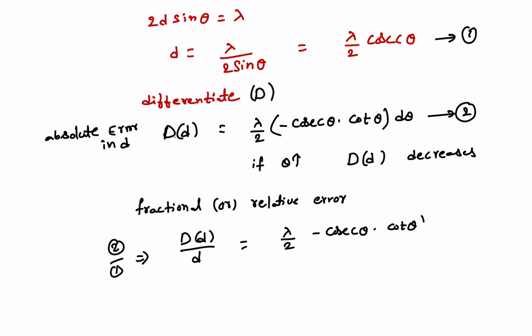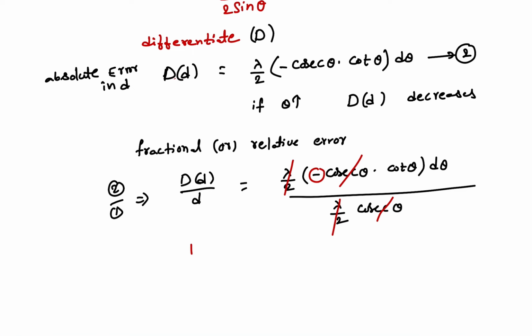Now if I divide the second equation by the first equation, I get lambda by 2 into minus cosecant theta into cot theta into d theta, whole divided by lambda by 2 into cosecant theta. Lambda by 2 gets cancelled, and cosecant theta and cosecant theta get cancelled. I don't need the minus sign because errors, these negative terms, are not required. So d of D by D, that means the fractional error, can be written as cot theta into d theta.